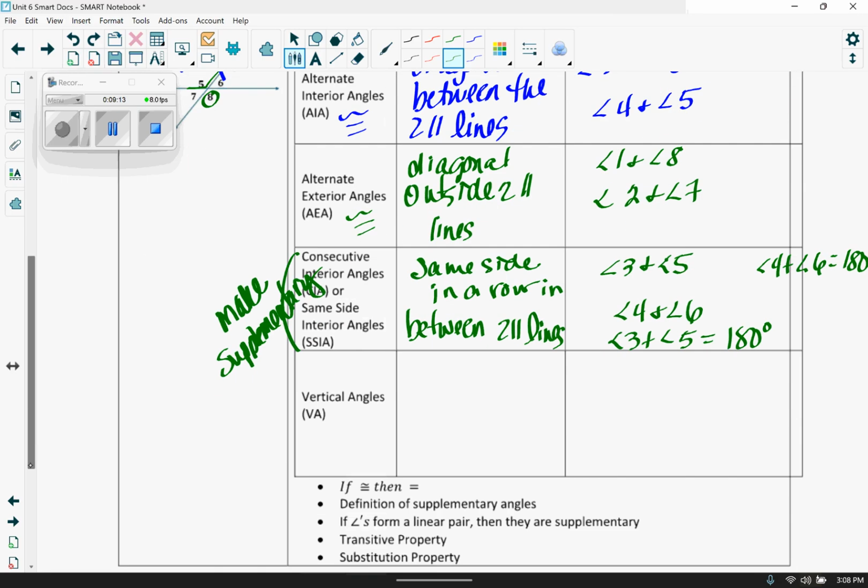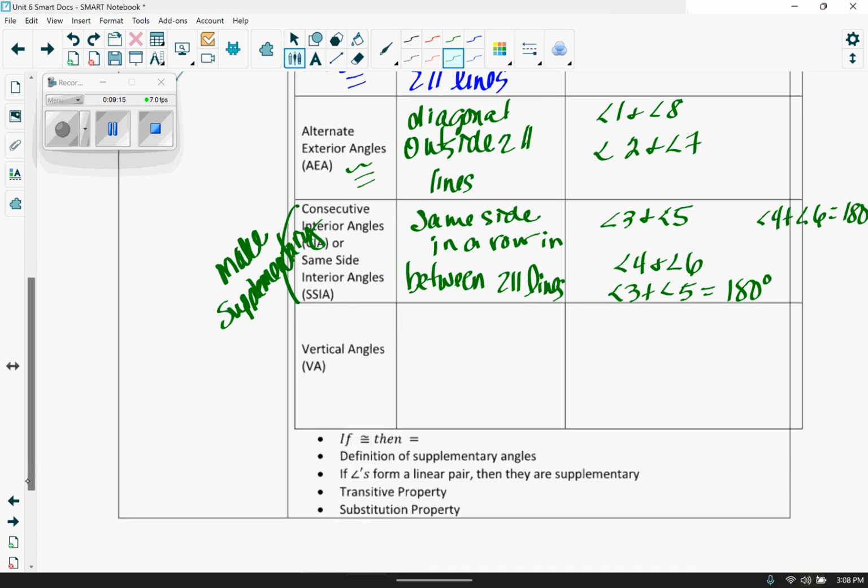Then we have vertical angles. Vertical angles does not matter if you have parallel lines or not. They're just going to be across from each other. So like this angle and this angle. And they are going to be congruent. Across from each other with intersecting lines.